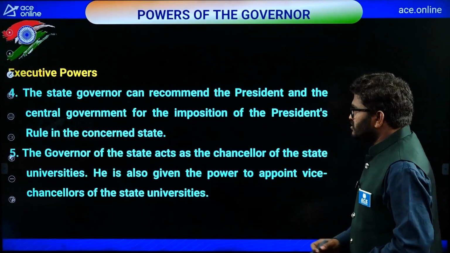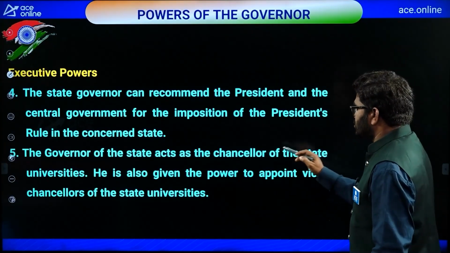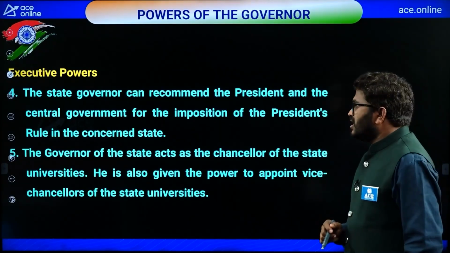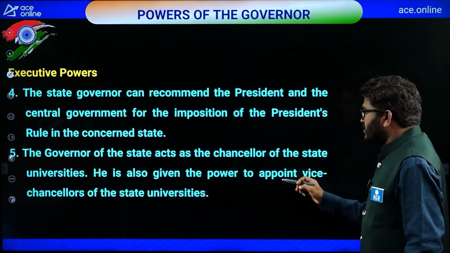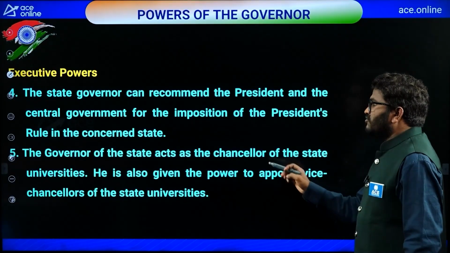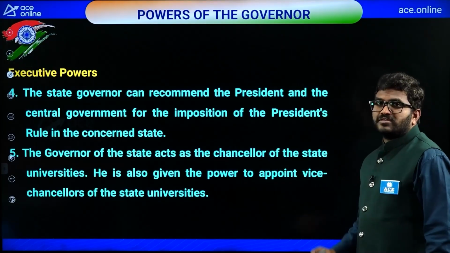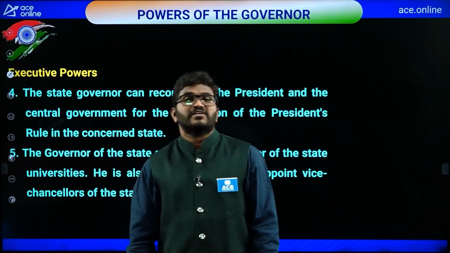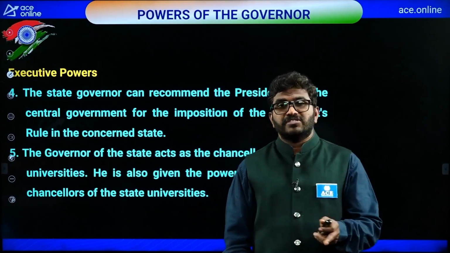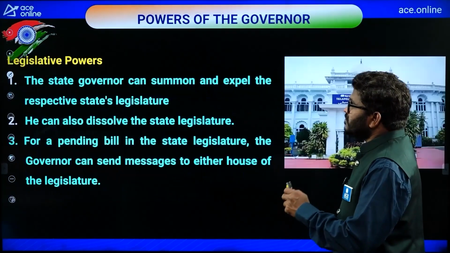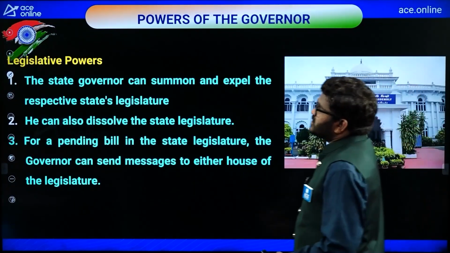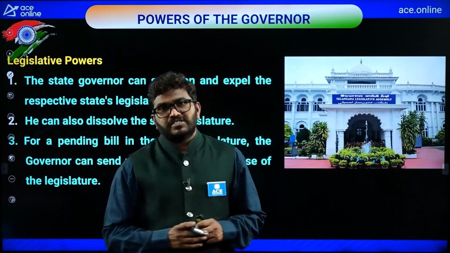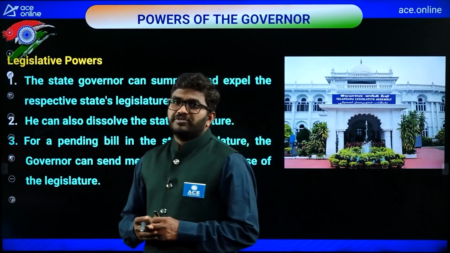Okay, now, the governor of the state acts as the chancellor of the state universities, and he is also given the power to appoint vice chancellors of the state universities. So the governor has the power to appoint vice chancellors to the state universities. Okay, now next is legislative powers. We will see legislative powers.